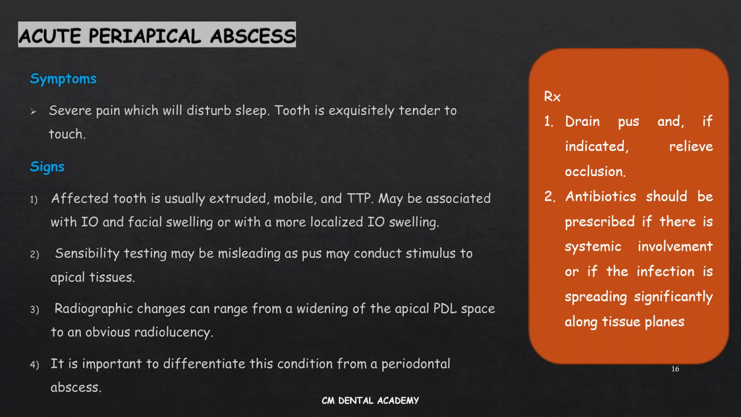There will be presence of mobility and tenderness to percussion. It may be associated with intraoral and facial swelling, or with a more localized intraoral swelling. Sensitivity tests may be misleading because pus may conduct the stimulus to the apical tissues. Radiographic changes can range from widening of the apical periodontal space to an obvious radiolucency.